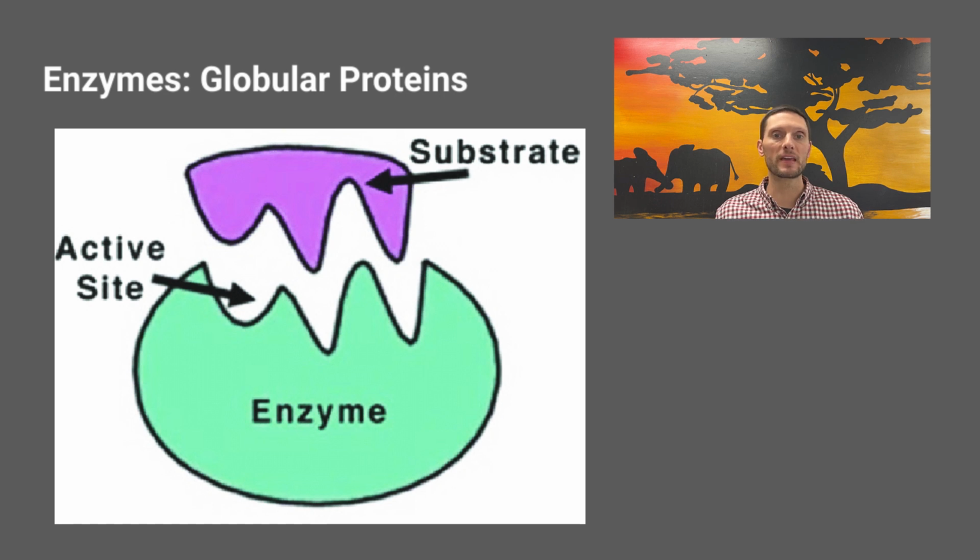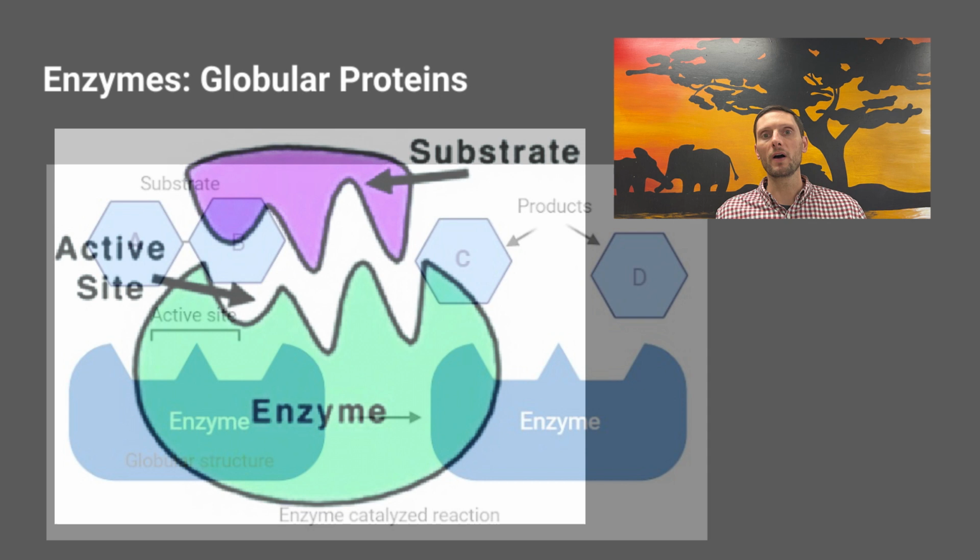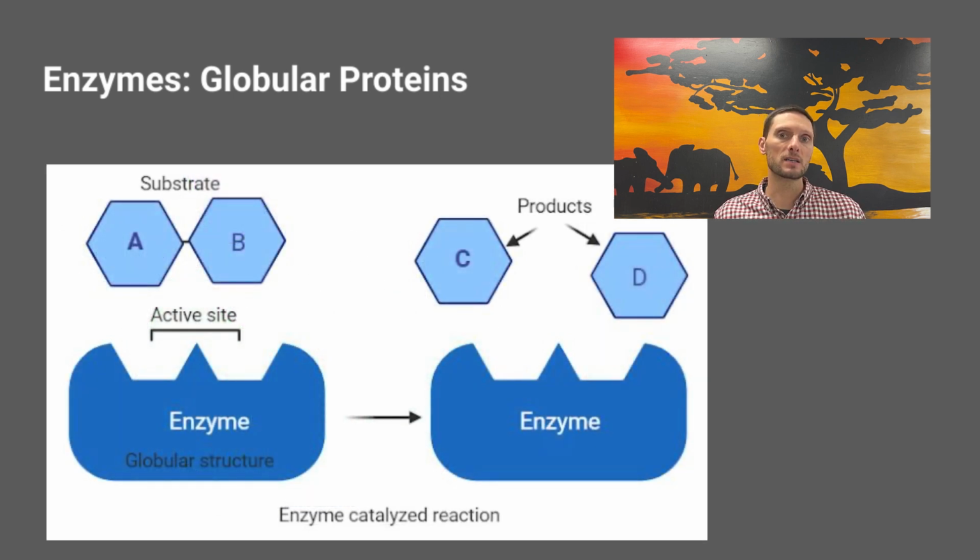in which the shape and the chemical properties must match. Otherwise, they won't be able to bind with one another. While that substrate is bound, it's converted into the product that then is released, allowing the enzyme to catalyze the reaction again, so to be used again.